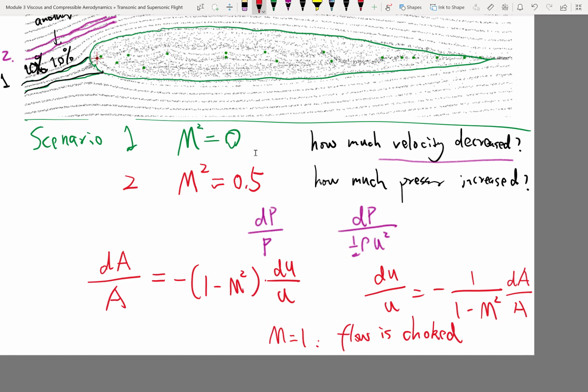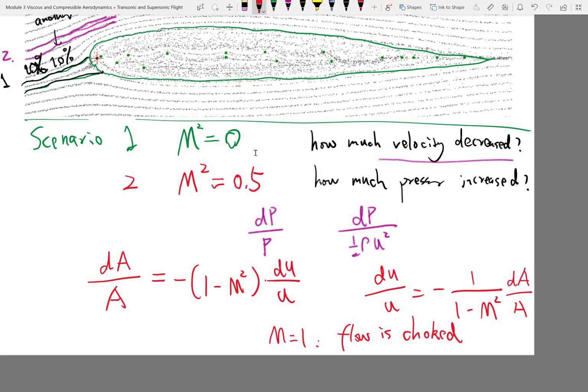It is choked, meaning that the stream tube area cannot decrease anymore. Just imagine a case where Mach squared is equal to 1. It's easier to look at in this case. Look at this formula. So this is equal to a 1. dA over A has to be exactly 0 when Mach squared is equal to 1.